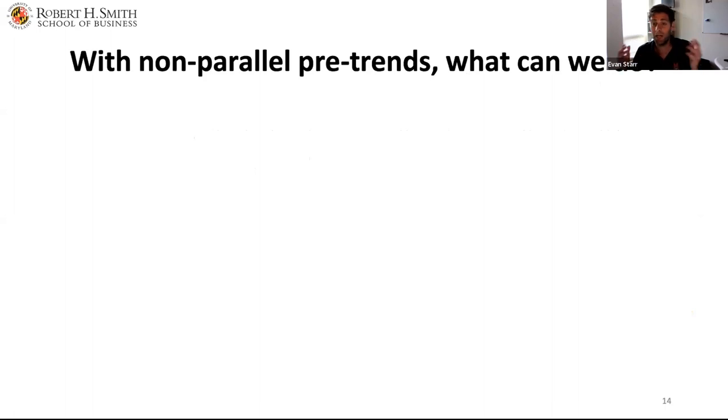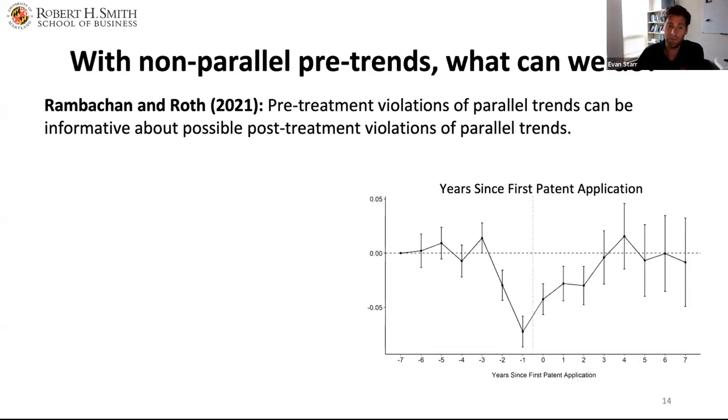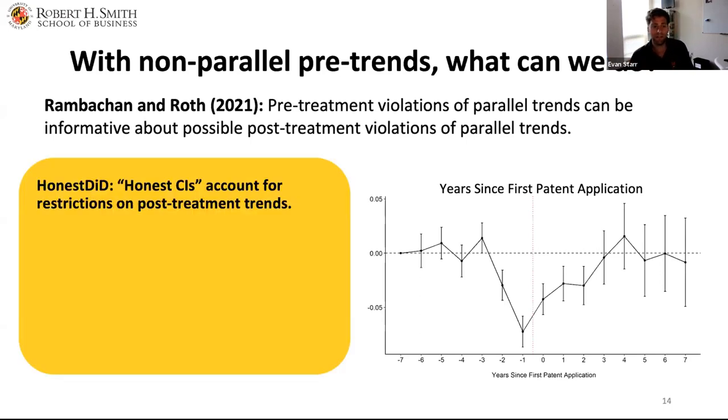So if you have non-parallel trends like this, what the heck can you do? Well, fortunately, Rambachan and Roth come to our rescue here in a very recent working paper, where their idea is that if you have pre-treatment violations of parallel trends, you can use those to inform what might be possible violations of the post-treatment trends and do inference, assuming that effectively the post-treatment trends are going to look like the pre-treatment trends.